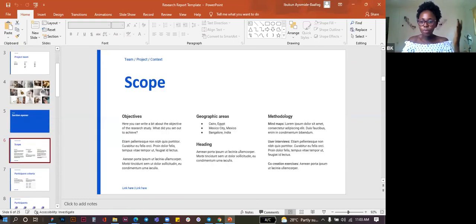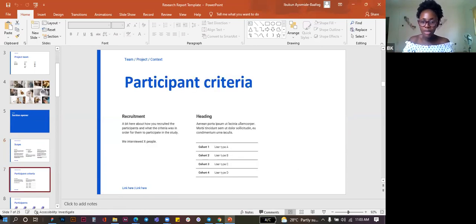Okay, so the scope of your research, like we have discussed. This is where you document your scope. This is where you document the participant criteria. So for Olusegun, who is doing a project about healthcare, Olusegun, please, I'm talking to you now. What are the criteria that you're looking at? What type of users are you looking at?